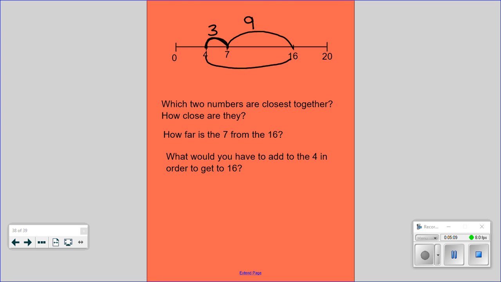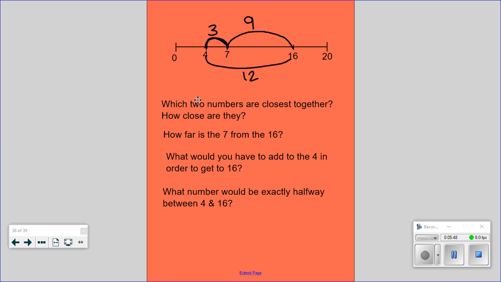What is my whole big jump? Darwin? 12. Because 9 plus 3 is going to give me a difference, or a total of 12. Excuse me. Make sense how I found that one? Could I start at 4 and count on until I get to 16? Yeah. It'll work. It'll just be slower. Not as fast.